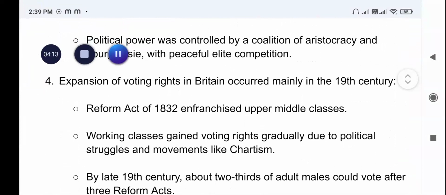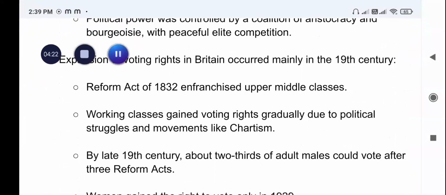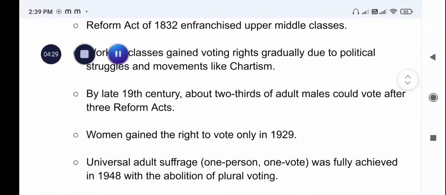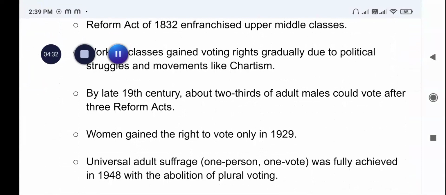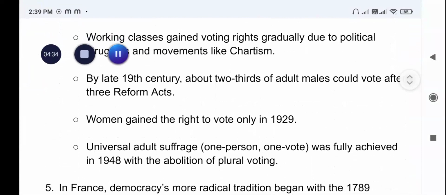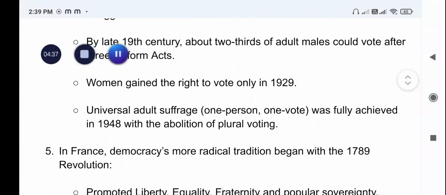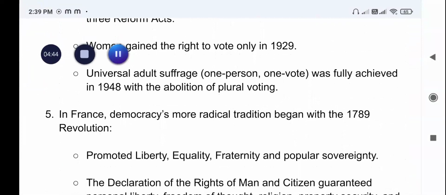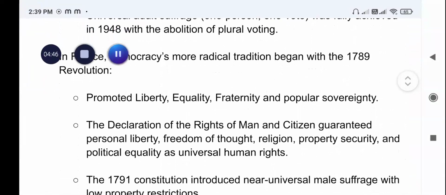The Reform Act of 1832 enfranchised the upper middle classes. Remember, the Reform Act of 1832. The working class gained voting rights due to political strife and movements like Chartism. By the late 19th century, about two-thirds of adult males could vote after three Reform Acts. Women gained the right to vote only in 1929. Universal adult suffrage was fully achieved in 1948. Now coming to the case of France.